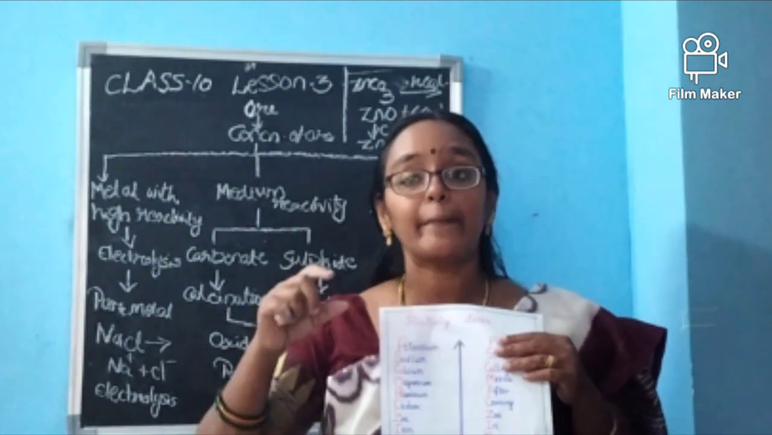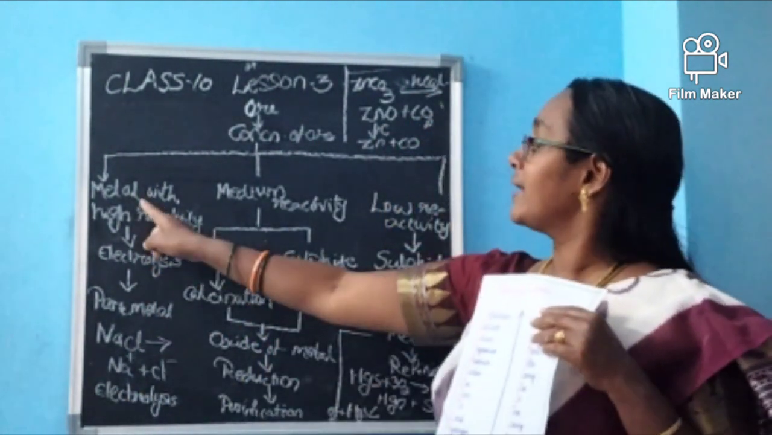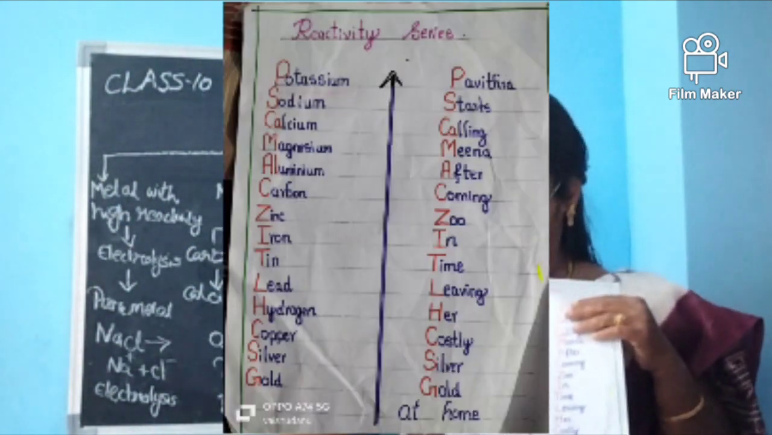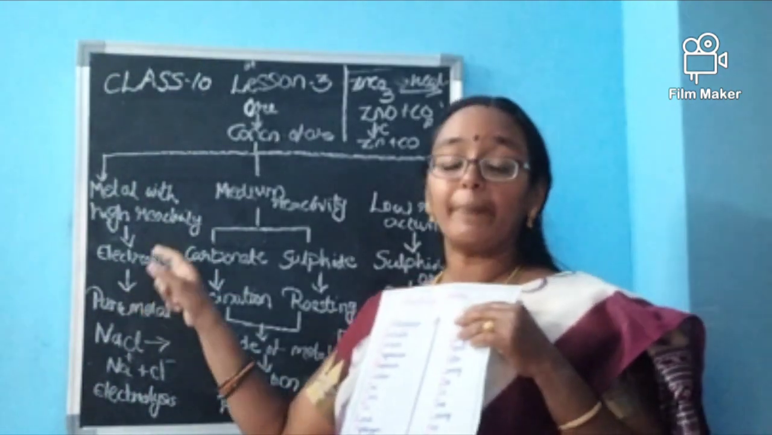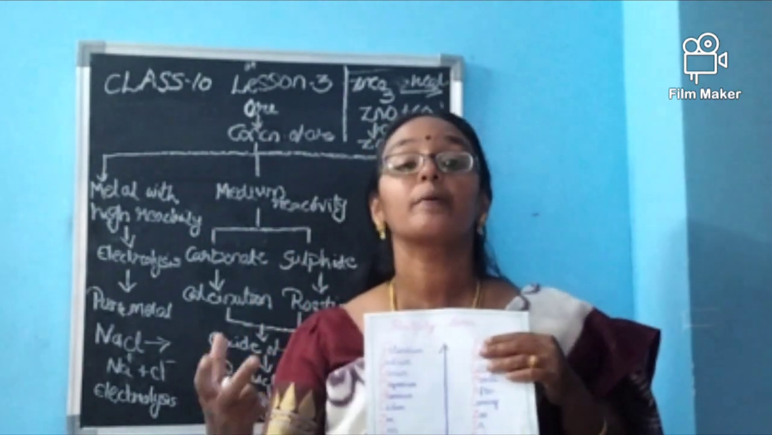So they can be separated by means of electrolysis. See here, metals with high reactivity, that is potassium, sodium, calcium, magnesium, all coming in this category, will be in the form of molten ionic compounds, for example, sodium chloride.